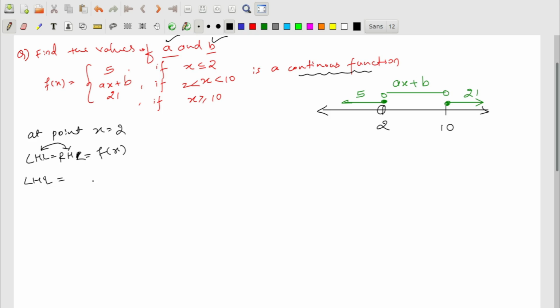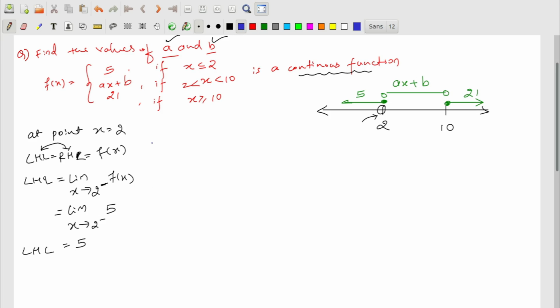So let me take the left hand limit. Here, the limit as x tends to 2 minus. For the left hand limit we get a negative sign here. What this negative sign indicates is a direction: this 2 is approached from the left hand side, and we call it a left hand limit. Let me take f(x) here. If x is 2 minus, that is less than 2, then the value of the function is 5. So it is a constant function. Then we get LHL is equal to 5.